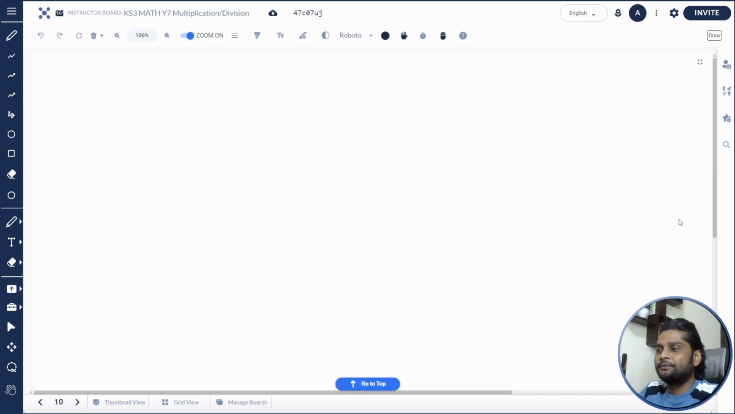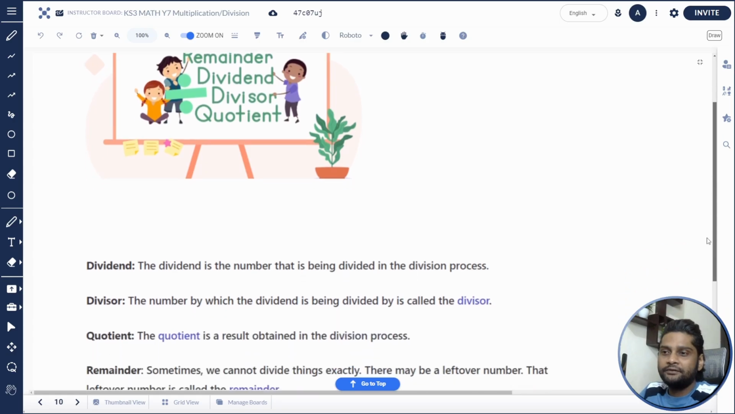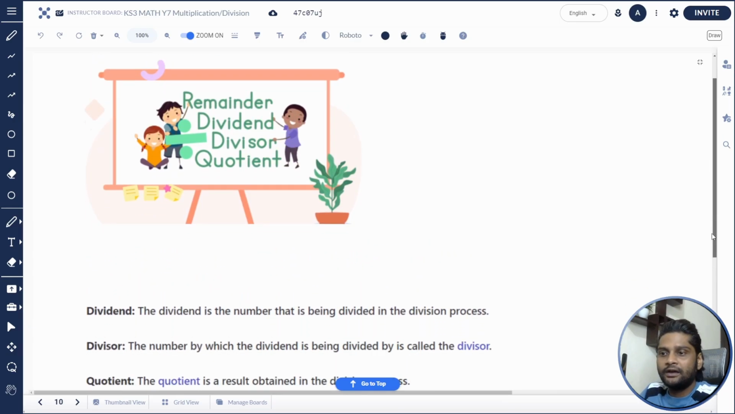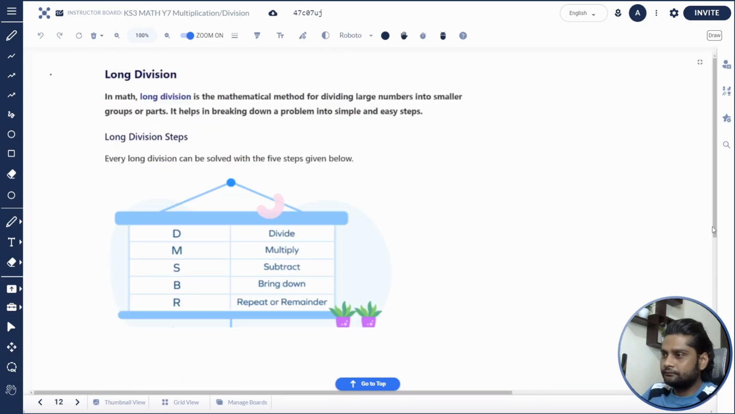So we'll be discussing the remainder and other components in our division. We follow the basic algorithm again here to perform division, and we have different components of a division expression that we'll be discussing. We have dividend, divisor, quotient, and we just discussed the remainder.